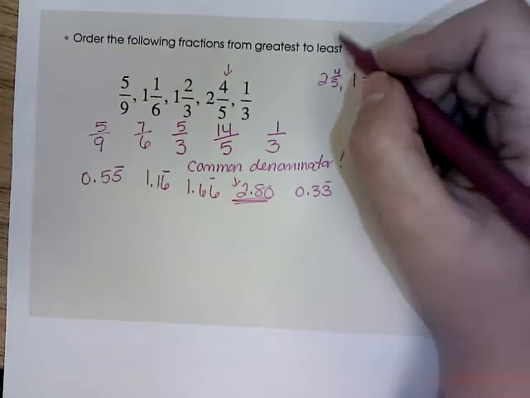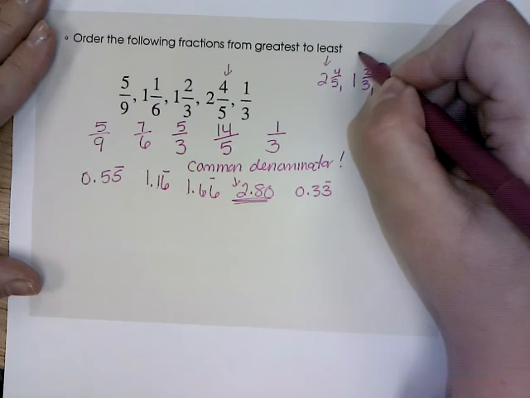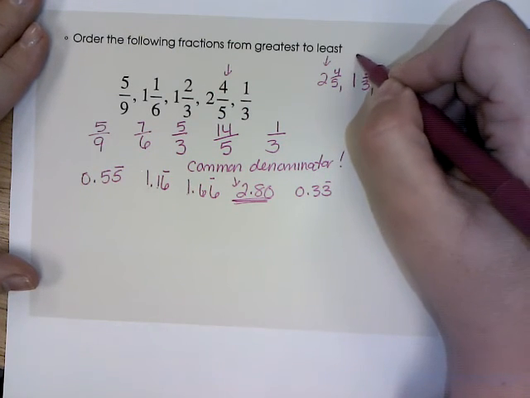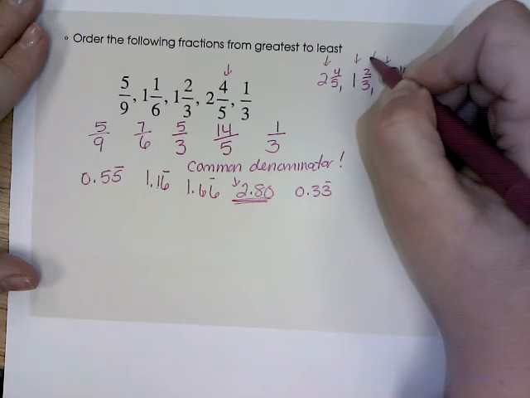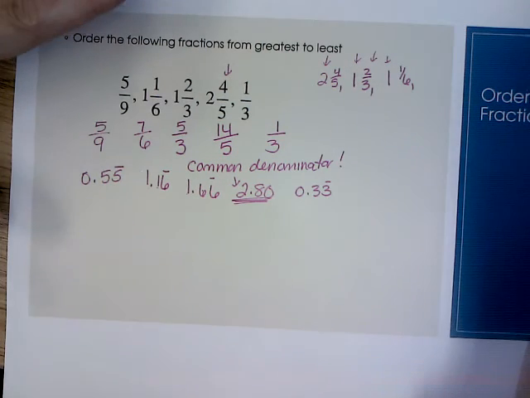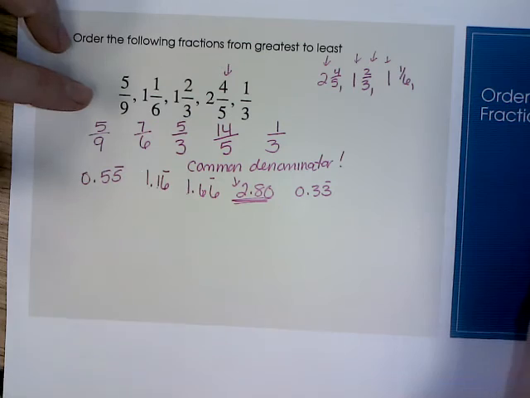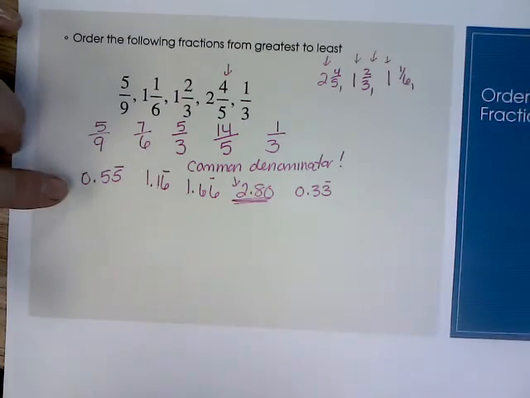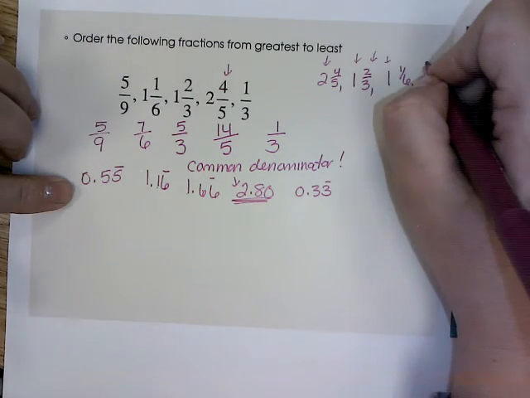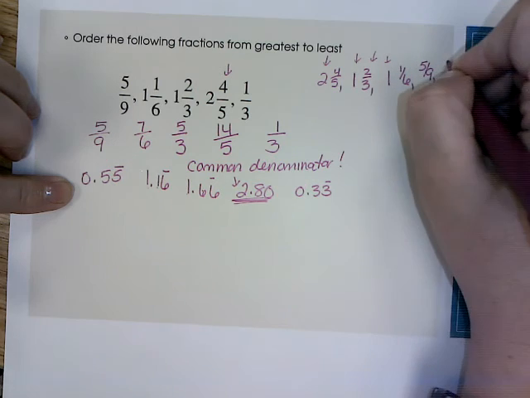So if you notice, whole number, biggest one first, then my next whole numbers. Now you got to actually look at the fractions on those ones. And now I can finish off by looking at 0.55 repeated comes next, followed by 1/3.